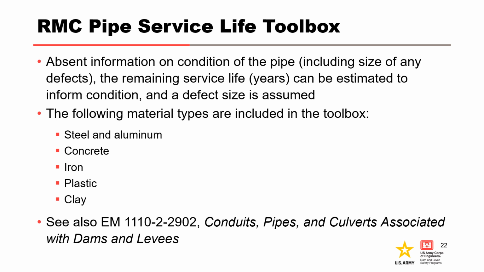If you don't have information from a recent inspection, the RMC Pipe Service Life Flaw Toolbox can be used to evaluate pipes with respect to having a defect, such as a perforation, serious degradation, etc., that can help assess internal migration through a defect. This tool should only be used when the existing condition of the pipe is not known from a recent inspection within the last 5 years or so, particularly with respect to the culvert's invert. There is also some additional information in the new EM 1110-2-2902, conduits, pipes, and culverts associated with dams and levees.